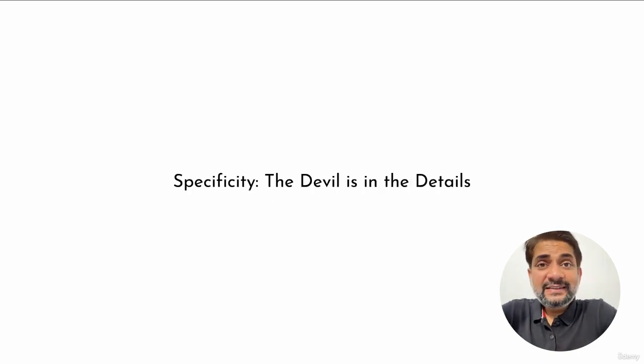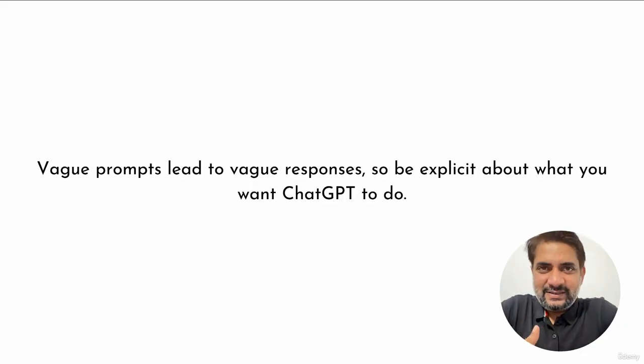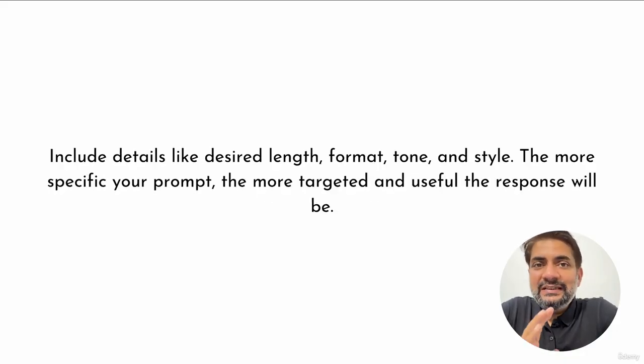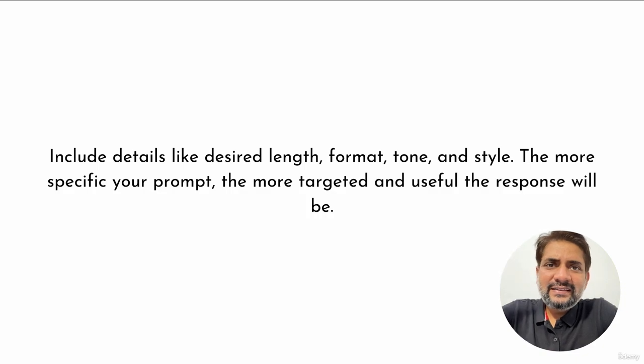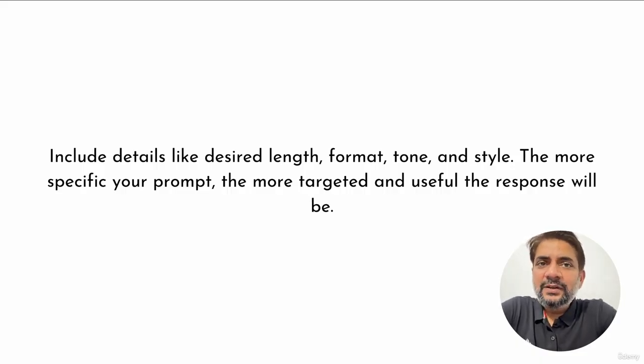Specificity. Now let's take each one of them in detail. Specificity. So the devil is in the details, as we all already know. Vague prompts will lead to vague responses. So be explicit about what you want ChatGPT to do. Include details like length, format, tone, and style, who it is for, what is the objective, why are you doing it, who are you doing it for. So the prompt for creating something for a 10-year-old boy would be different from the prompt if you're creating something for a 60-year-old person. So the more specific your prompt is, the more targeted and useful the response will be.